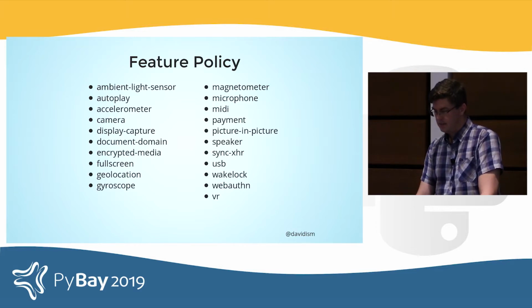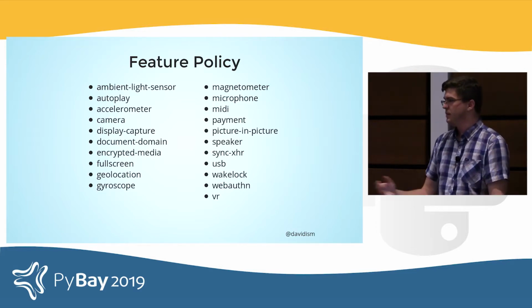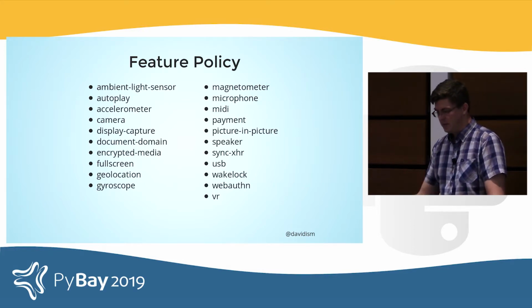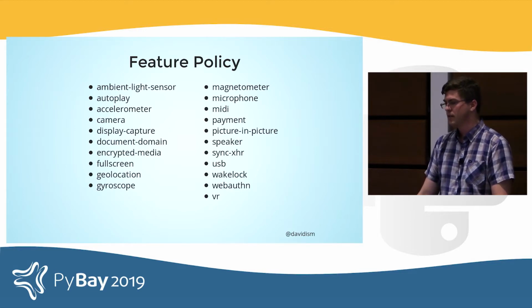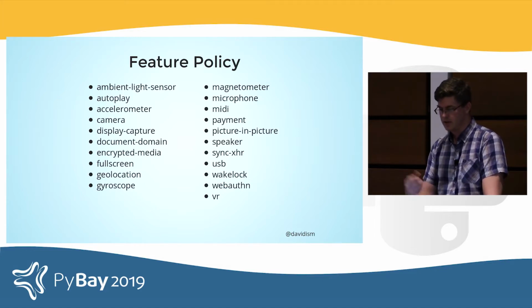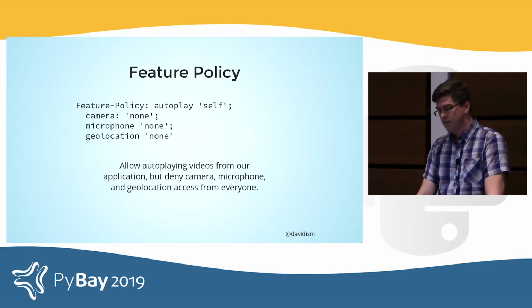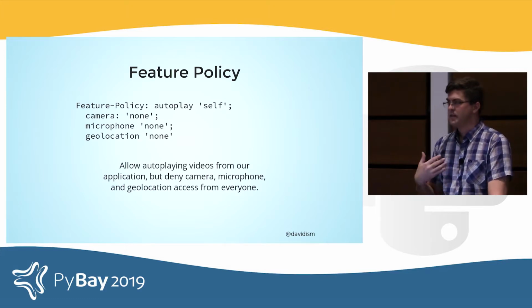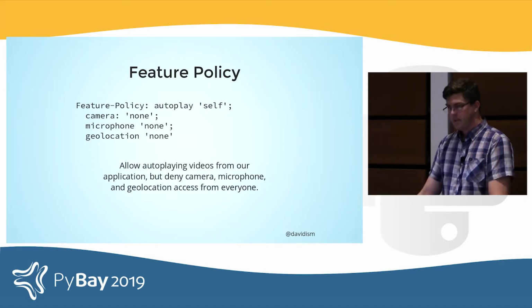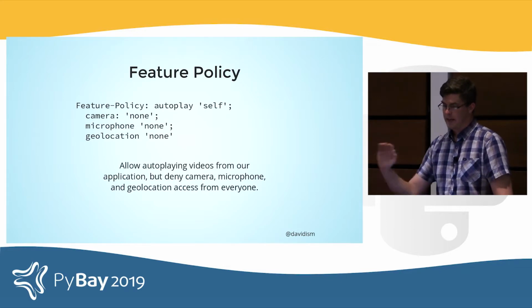But unlike CSP, there doesn't appear to be a way to set a default policy, like setting everything to none and then allowing the things you want. You have to go through and disallow every single one of these features, which it is still in development though, so that might change as more people start to use it and experiment with it. But an example feature policy might be allow myself to play videos automatically, but don't allow anybody to use the camera, microphone, or geolocation. You can get as strict as you want with this, but you're going to have to be verbose about it.